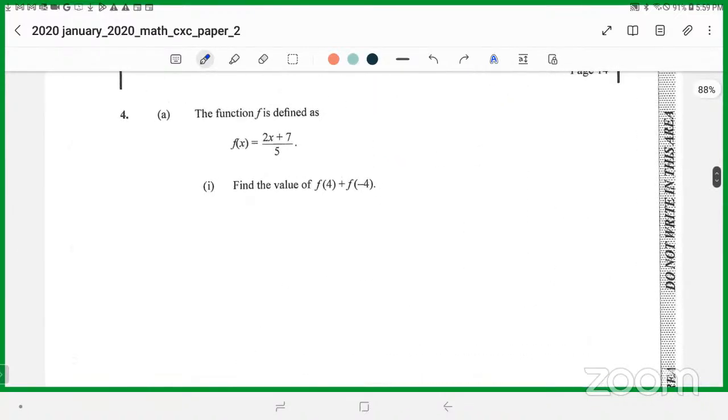Function number 4. This question gives us this function, and it wants us to calculate f of 4 plus f of -4. Now, it means that I'm going to plug the 4 in the f function, and you're going to plug -4 in there as well. They're basically going to eliminate each other, but let's work it out still. So this becomes equal to f of 4 first. I'm going to plug the 4 there. It's going to become 2 times 4 plus 7 over 5. I'm going to add, I plug the -4 in there now to get f of -4, which becomes 2 times -4 plus 7 over 5.